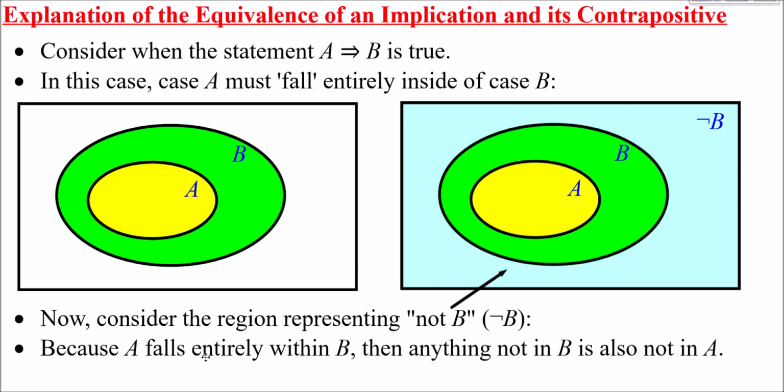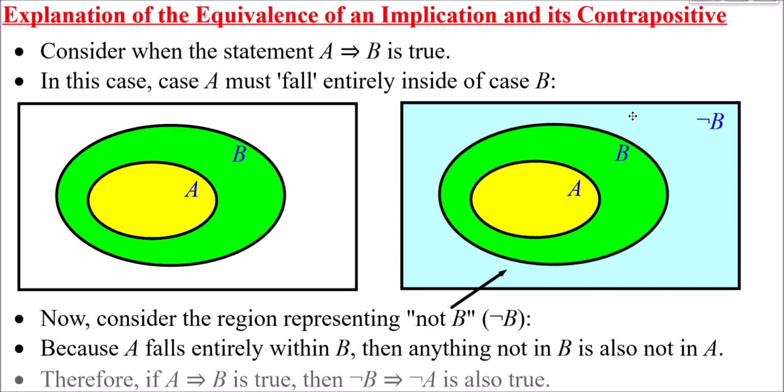Well, because A falls entirely within B, then if we're looking at what isn't B, anything not in B is also not in A. So this region here where it's not B is obviously not going to be A either. So that shows that if A implies B is true, then not B will indeed imply not A. That will also be true. So that's showing that if A implying B is true, its contrapositive statement will also be true.